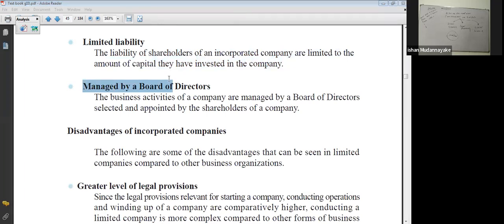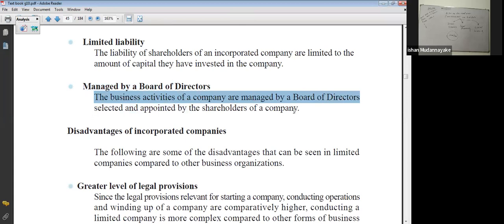Next one. Menuri, read the note. Managed by a board of directors. The business activities of a company are managed by a board of directors selected and appointed by the shareholders of the company. An incorporated company will be managed by a separate board of directors. In 3T company, Tanvi, Tisasa, and Tarun appoint separate persons as directors to conduct the business operation. Then directors will control the business operations.